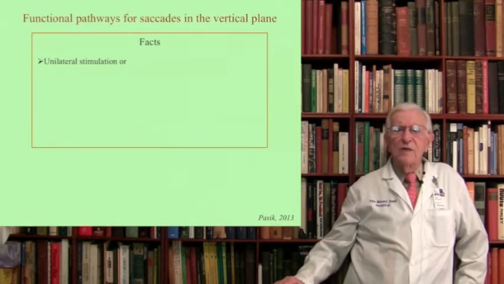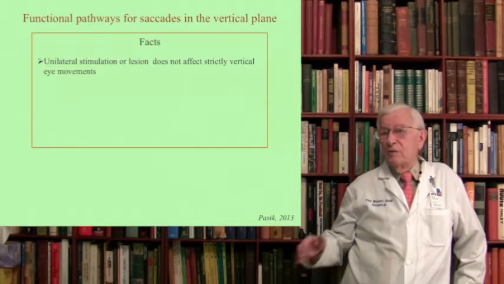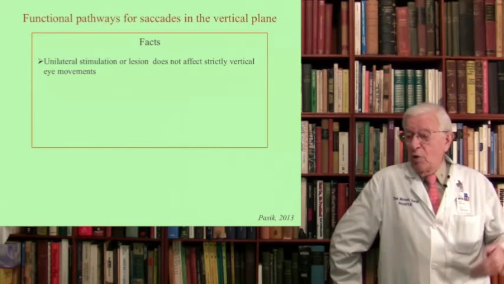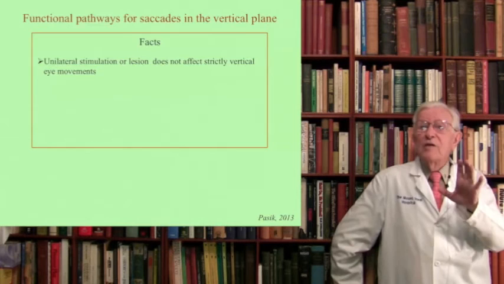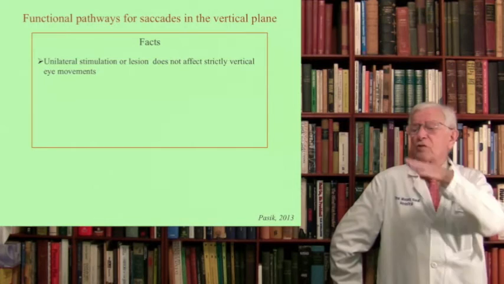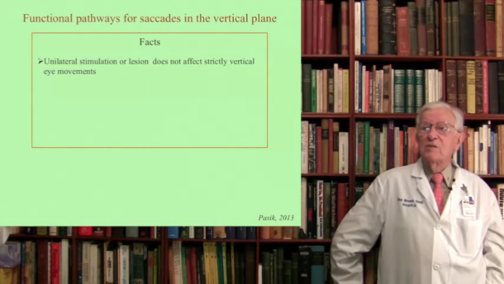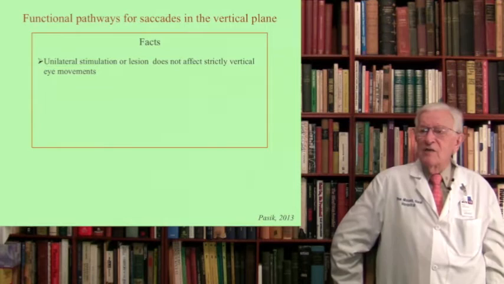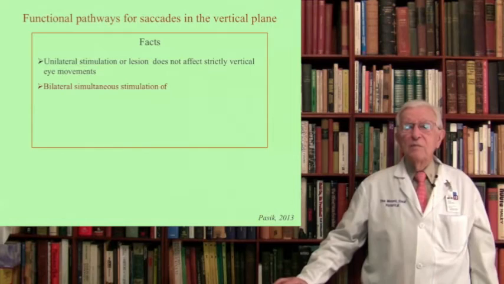For instance, if you have unilateral stimulation or lesion. Remember that we were using these unilateral stimulations or lesions or the pathology or in neurosurgery and seeing all the time that unilateral stimulation was producing a contralateral eye deviation in the horizontal or oblique planes. It never affects strictly vertical eye movements. You cannot obtain a vertical eye movement from a unilateral stimulation or a unilateral lesion, as we saw before. So keep that in mind.